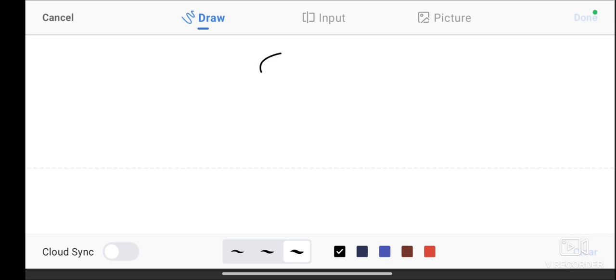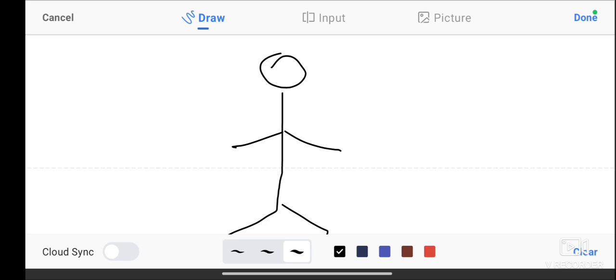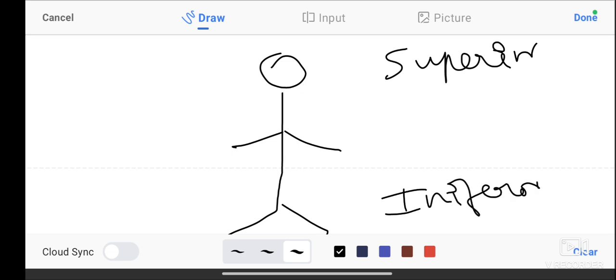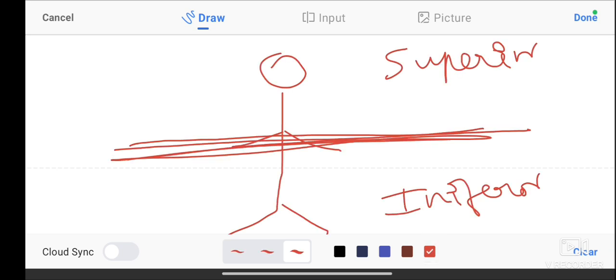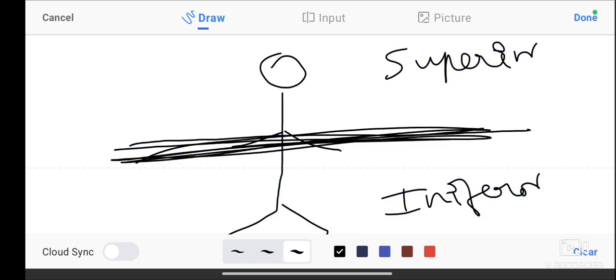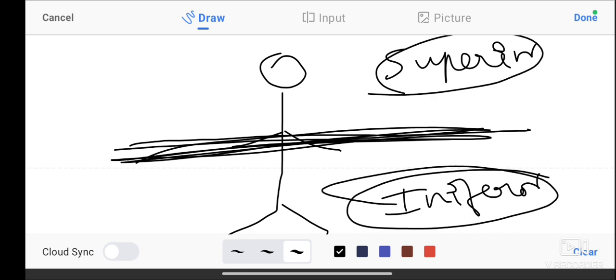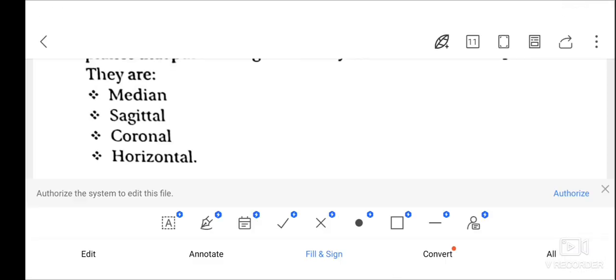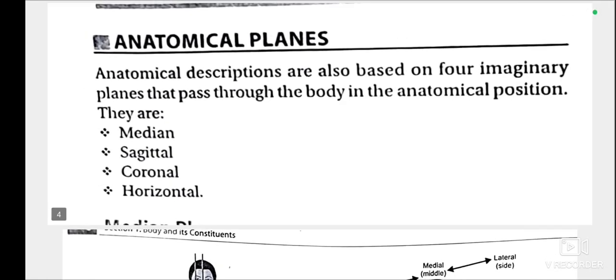See, this is a human body. You can see this is the superior and this is the inferior. Okay, the cutting from ear to ear, this much. You can see the cutting of this much. This is upward and downward, superior and inferior. This is known as the transverse plane, horizontal plane and cross sectional plane. Okay. This is about anatomical planes.